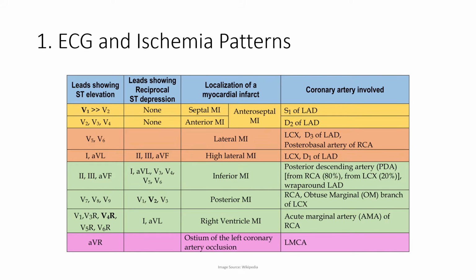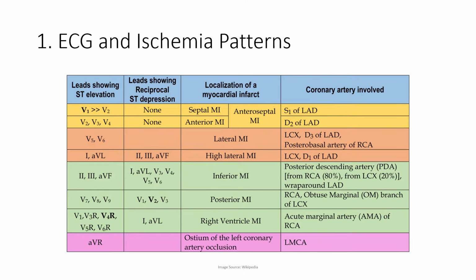Leads V1 to V4 map to the anteroseptal LV and would be tributaries of the left anterior descending artery. Leads V5 to V6 and 1 and aVL map to the lateral walls and are tributaries of the left circumflex artery. Leads 2, 3, and aVF look at the bottom or inferior portion of the heart and are tributaries of the posterior descending artery, which mostly comes off the right coronary artery.